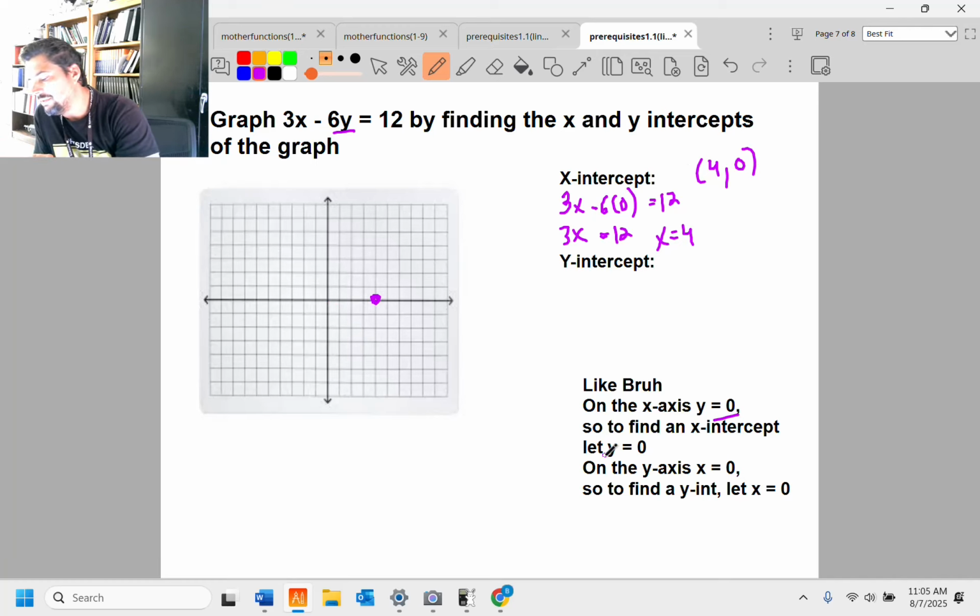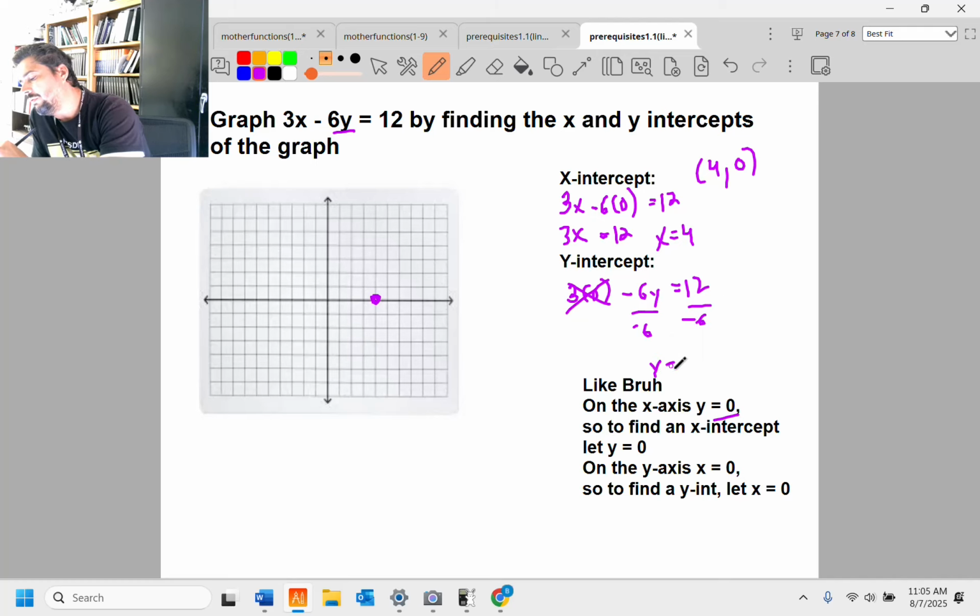For the y-intercept, it says on the y-axis x is 0, so to find a y-intercept, let x be 0. So I see 3, I see an x, that x becomes a 0. Minus 6y is 12. This is nothing, okay? It's nothing. Divide out the negative 6, and I know that y is negative 2 when x was 0. And there's my line. Easy peasy Japanesey.